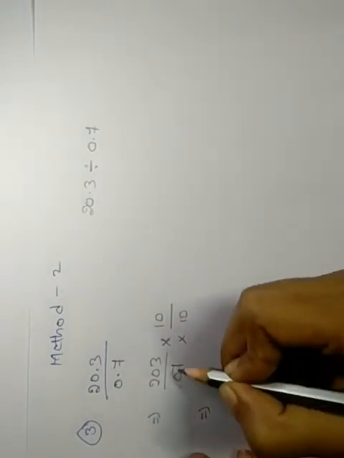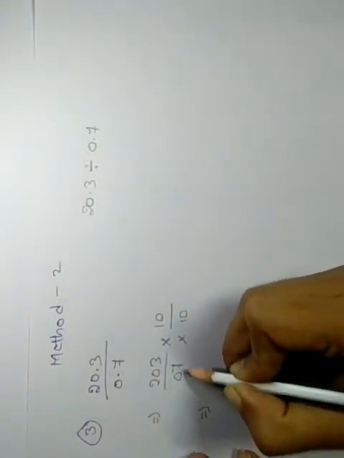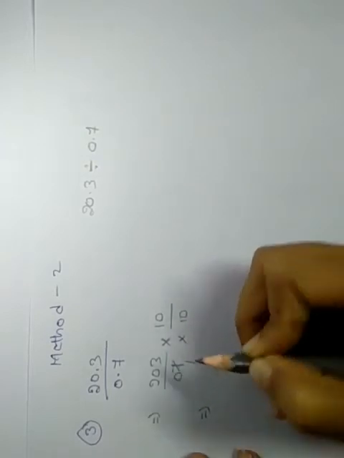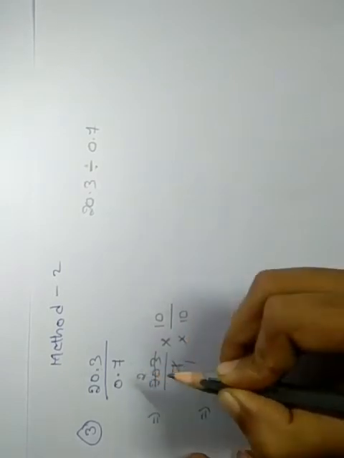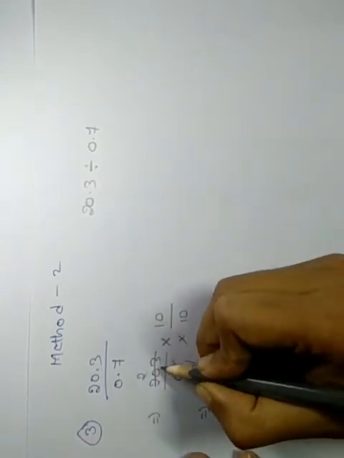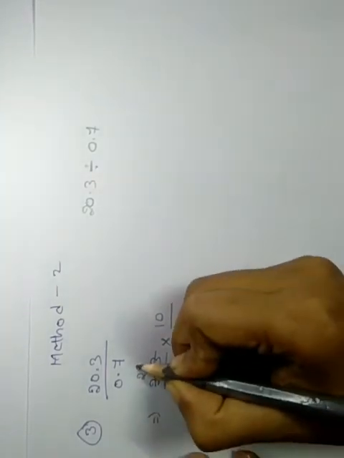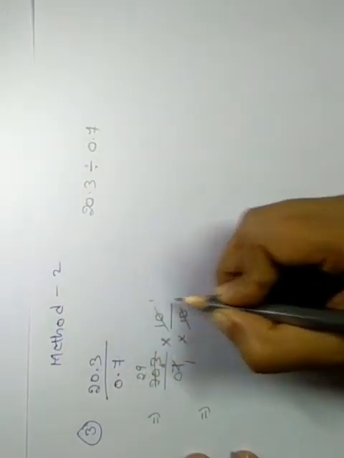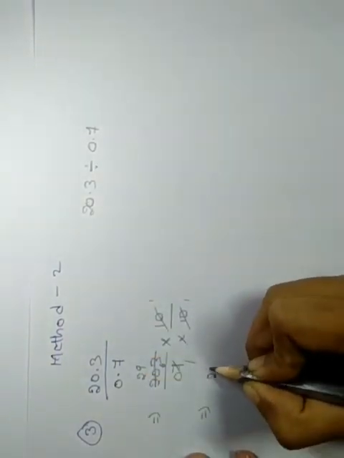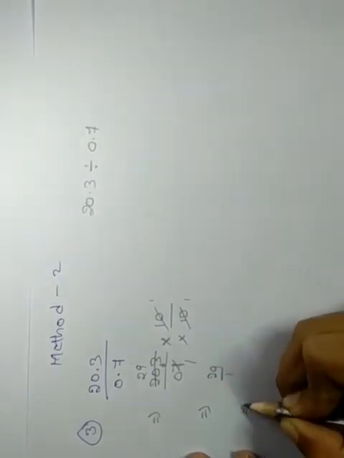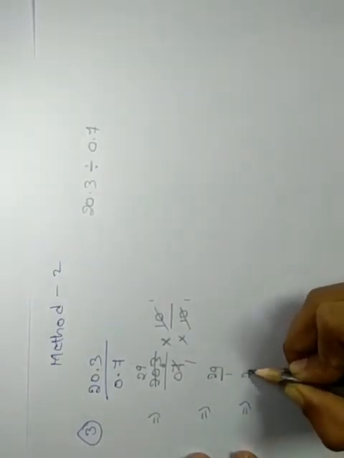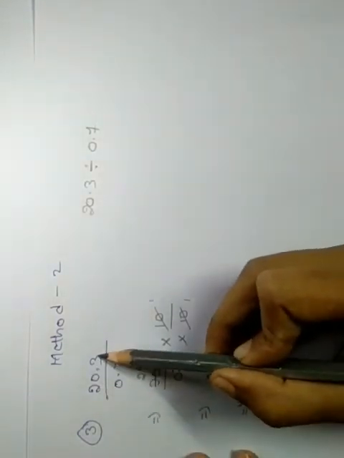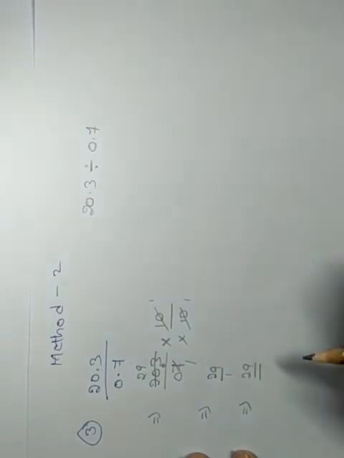Now we'll simplify it. As I told, you can ignore this 0 because it is present before the 7. So 7 1s are 7, 7 2s are 14, remaining is 6, right? Then 7 9s are 63, and the 10 gets cancelled here. So we got 1s are 29, 1 1s are 1. We can ignore the decimal because it is 1. So we got the answer 29. When we divide 20.3 by 0.7, we'll get the answer as 29.